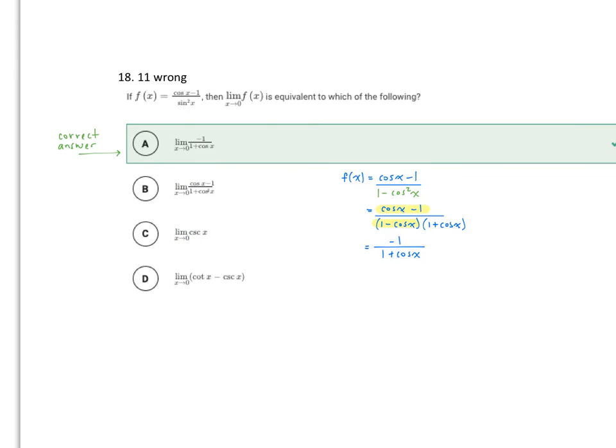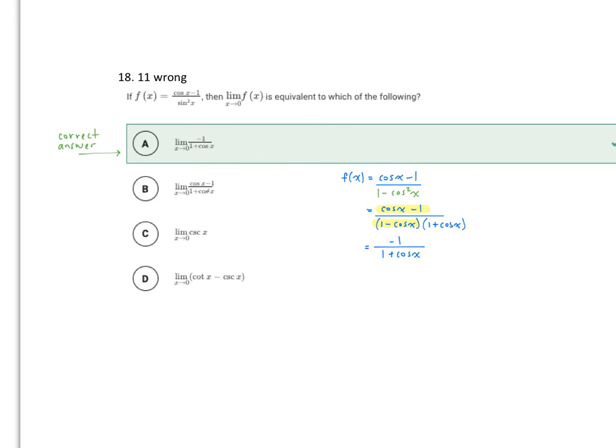Finally, number 18 was one of the most missed with 11 wrong. Again, this just came down to simplifying, just like number 17. All we needed to do here was simplify f of x. Instead of sine squared of x, we substitute 1 minus cosine squared and factor that. What we notice is cosine of x minus 1 and 1 minus cosine of x goes to -1. And we get our final answer here of A.